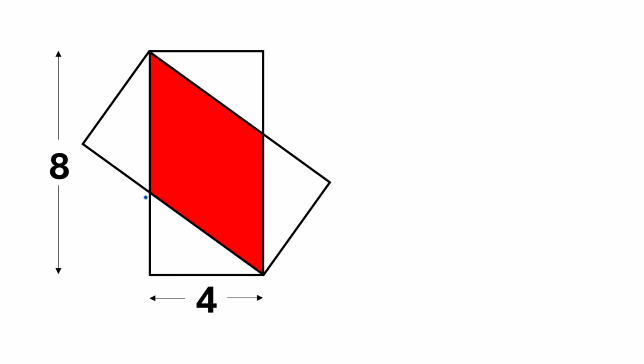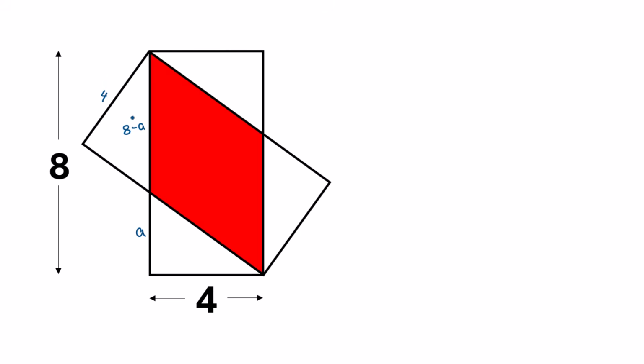Consider this length is a unit. As the length of this rectangle is 8 unit, so the rest of this length will be 8 minus a unit. So this is 8 minus a unit, and this side is the width of this rectangle, which is 4 unit, so this will be 4 unit.